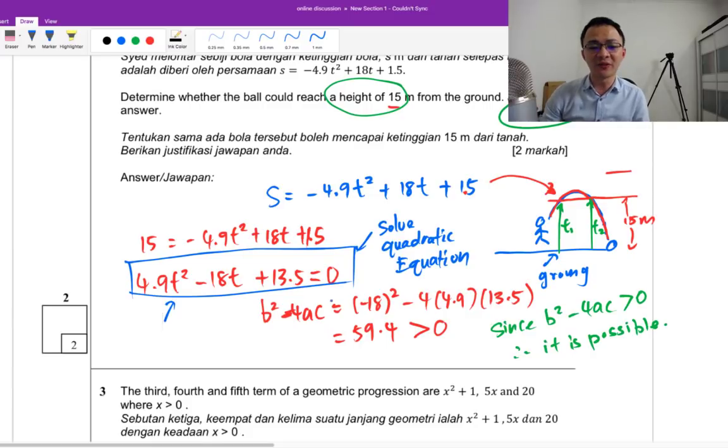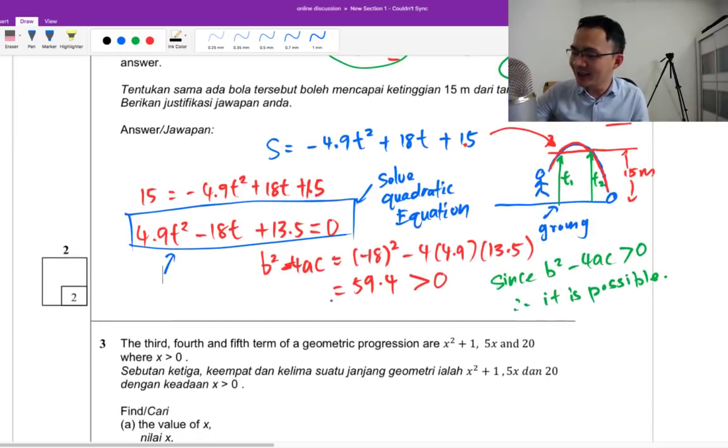Okay, this is the quadratic formula. You should actually know this. Actually, b squared minus 4ac comes from this formula. I hope you are familiar with this formula.